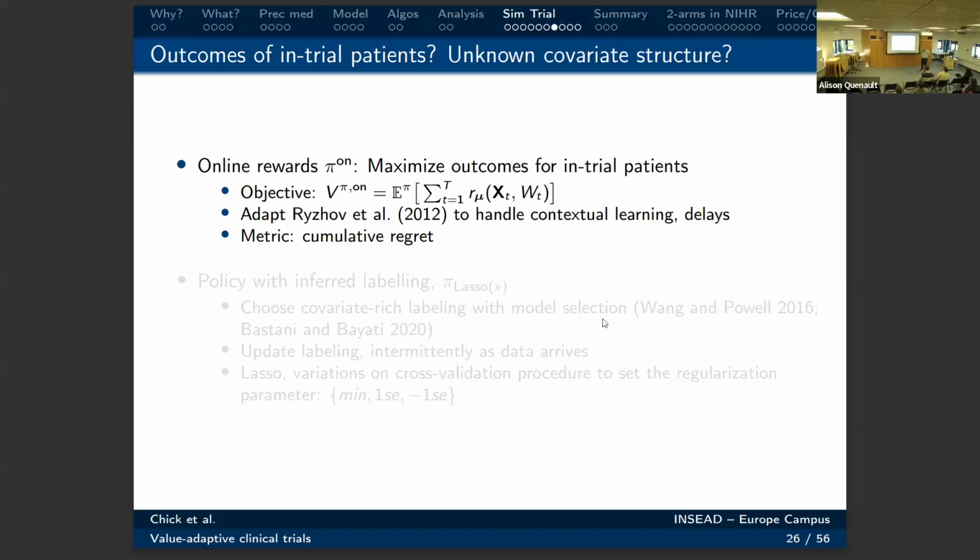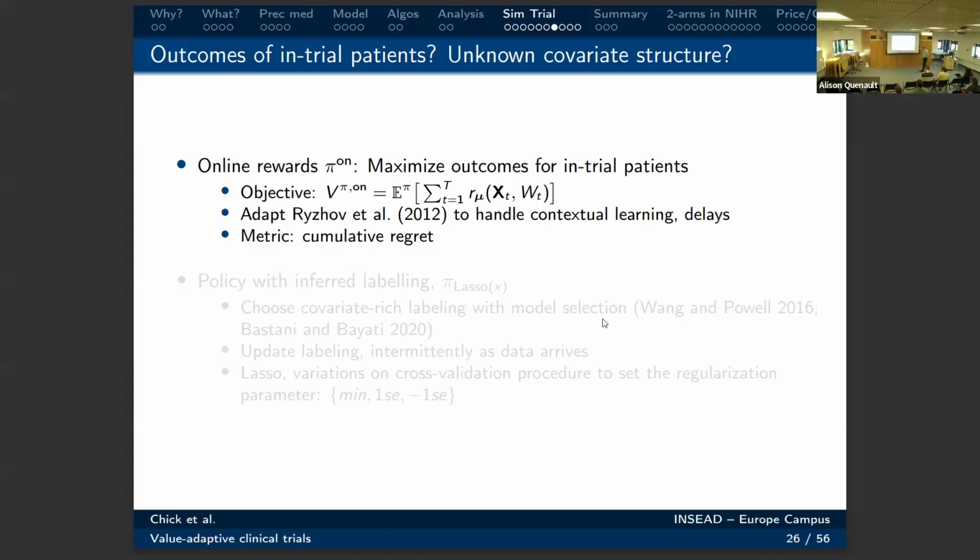So if I put an on up there, that means I'm trying to optimize for the patients in the trial, as opposed to without the on, which is I'm trying to optimize my learning during the trial, which might mean some patients might not be getting what's best for them. I'm exploring so that I can better commit later.